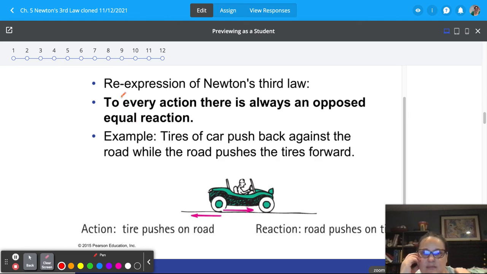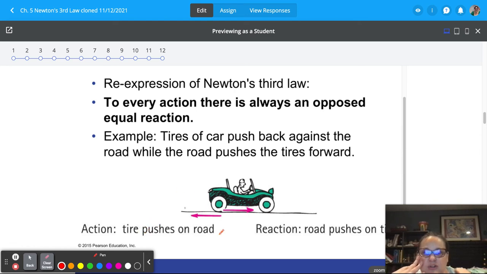That is sometimes used not referring to physics, but that's the source of it: every force has an equal and opposite reaction. Another example of action-reaction: the tires of the car push back against the road while the road pushes the tires forward. So the tires push back on the road and the road pushes forward on the car. So anytime you're doing an action-reaction, remember that opposite direction thing.